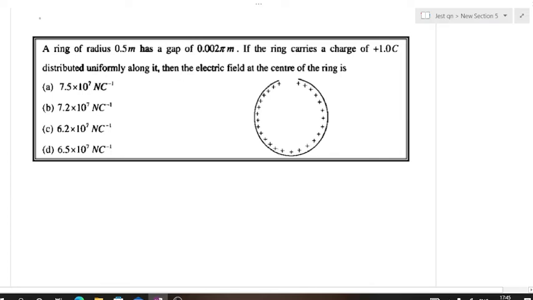This is question number 3. A ring of radius 0.5 meter has a gap, suppose that t is 0.002 meter. If the ring carries a charge of 1 coulomb, distributed uniformly along it, then what is the electric field at the center of the ring?